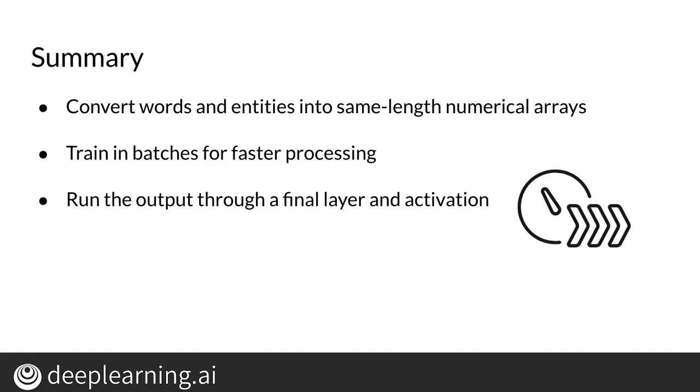Now you're ready to accomplish some mighty tasks, like numerical array conversion with token padding, training in batches for faster processing, and running your model through its final dense layer and activation function. You've come a long way since the beginning of this course, just a bit more to go. You finally know how to train a NER system from scratch. In the next video, I will show you how to evaluate your system.